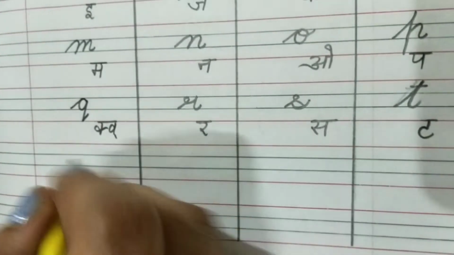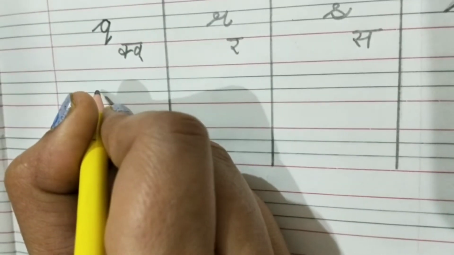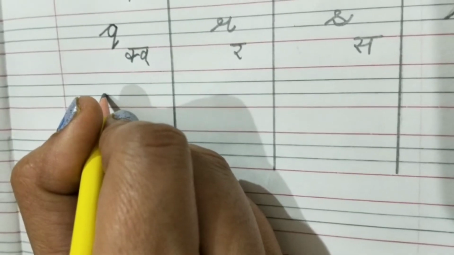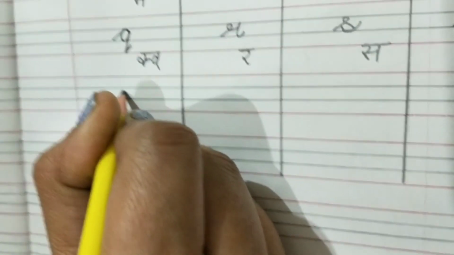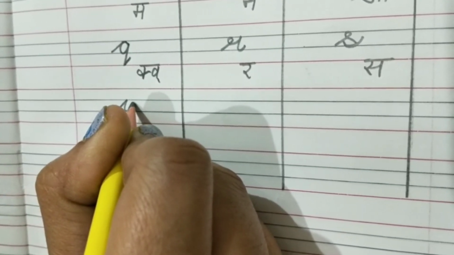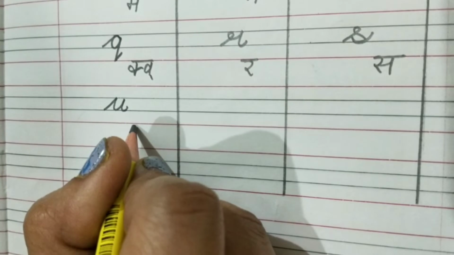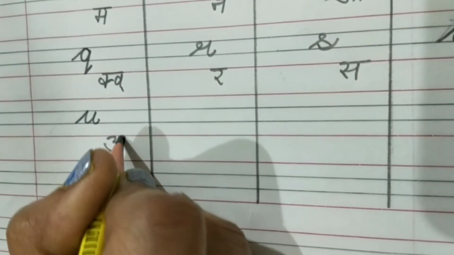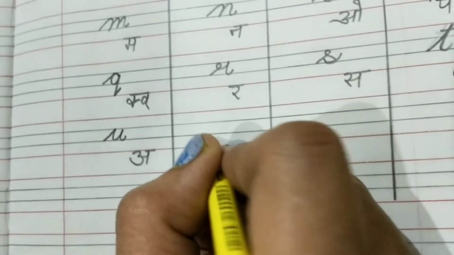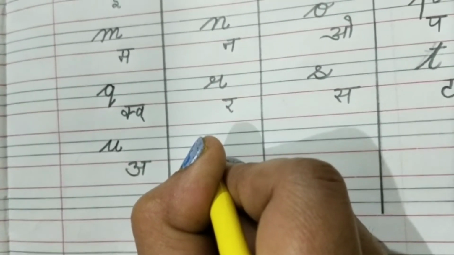After T, come to the next letter, letter U. U says A. Make a slant line and write like this. U says A. U umbrella, U on. U says A.